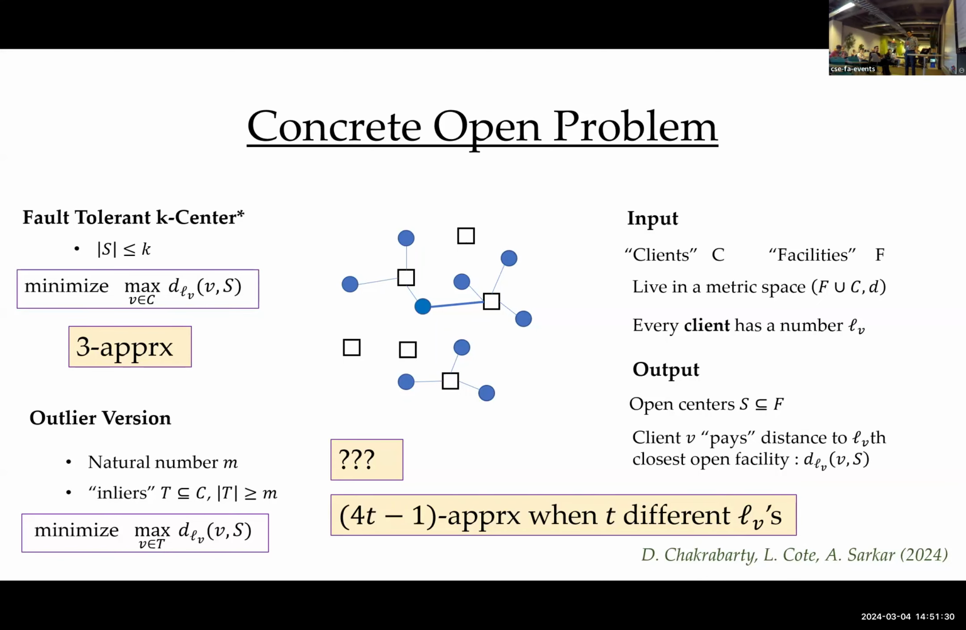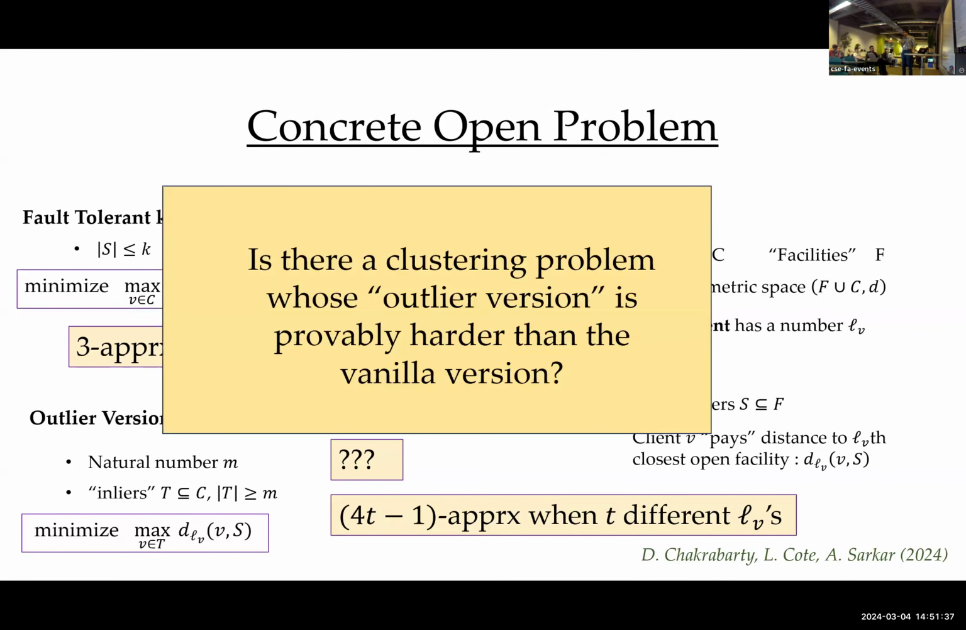Then the problem might seem a little contrived and artificial. I think at some level it is. But here is the bigger meta question, and maybe some of you know the answer. I don't know of a clustering problem where the outlier version is provably harder than the vanilla version. And maybe it's because we don't have very good tools to prove hardness, but again, I'm not an expert. Come up with a clustering problem, let's begin with even a pathological clustering problem. Then we look at natural ones.